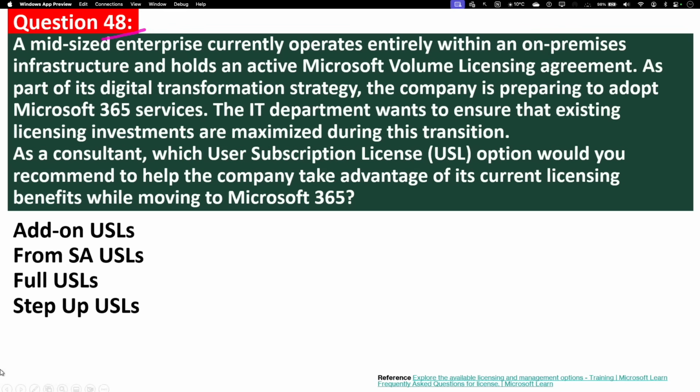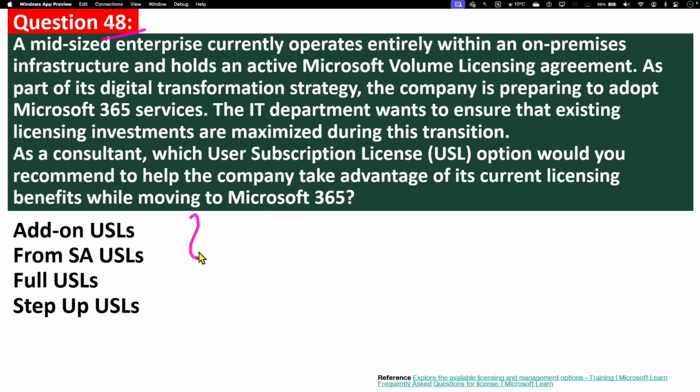Question number 48. A mid-sized enterprise currently operates entirely within an on-premises infrastructure and holds an active Microsoft volume licensing agreement. As part of its digital transformation strategy, the company is preparing to adopt Microsoft 365 services. The IT department wants to ensure that existing licensing investments are maximized during this transition. As a consultant, which user subscription license option would you recommend to help the company take advantage of its current licensing benefits while moving to Microsoft 365?